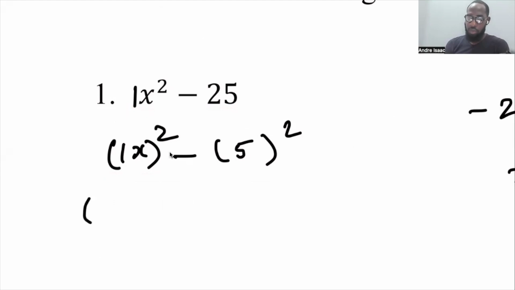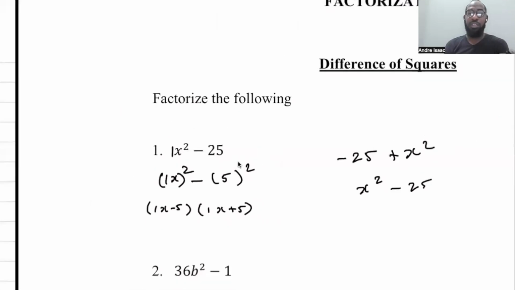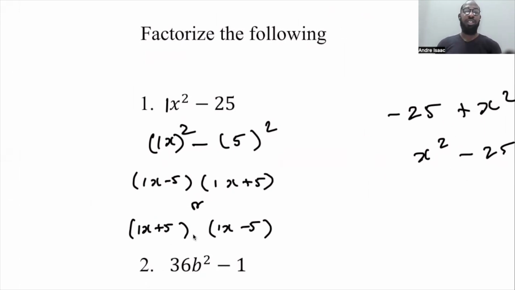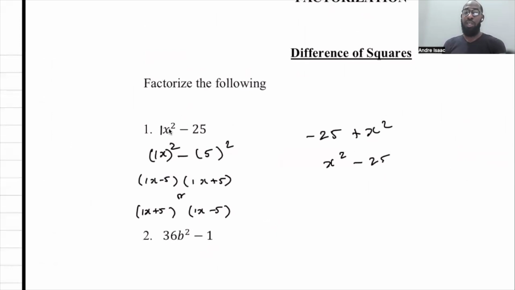The next thing we do, open two brackets, empty brackets. We put 1x minus 5, 1x plus 5. This here is your answer. If you put 1x plus 5, 1x minus 5, it doesn't matter, you get the same answer. Because once you expand the brackets, you will get back the question. You should get back the question.